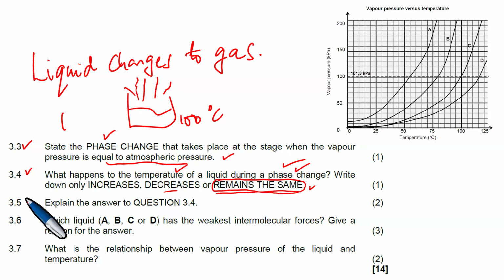Okay, let's look at 3.5 now. Explain the answer to question 3.4. That is question 3.5, and you're asked to explain the answer to that question, and the explanation is as follows. Now, in 3.5, we say energy, right?